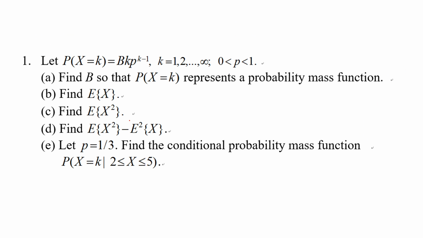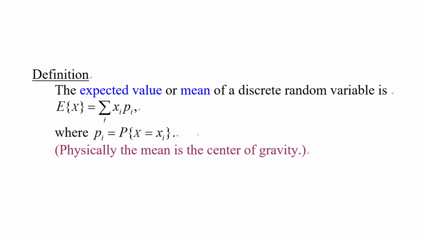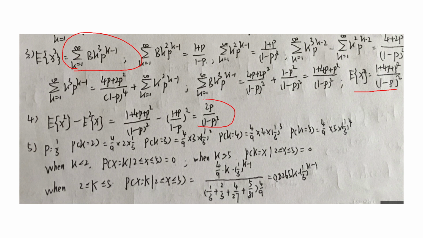The next question is really simple. We can just use the result of the third question minus the result of the second question to get the variance, so we can get the answer like this.